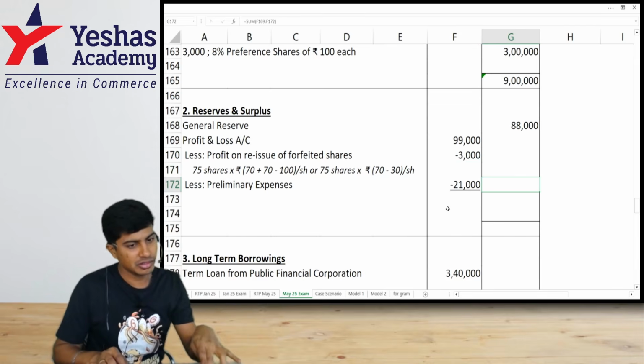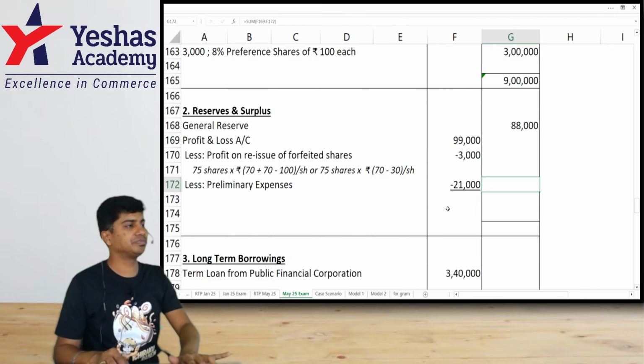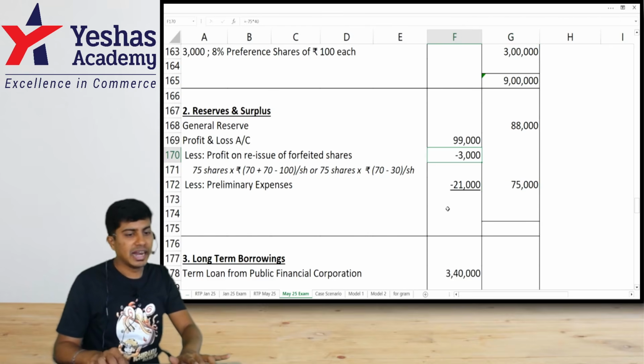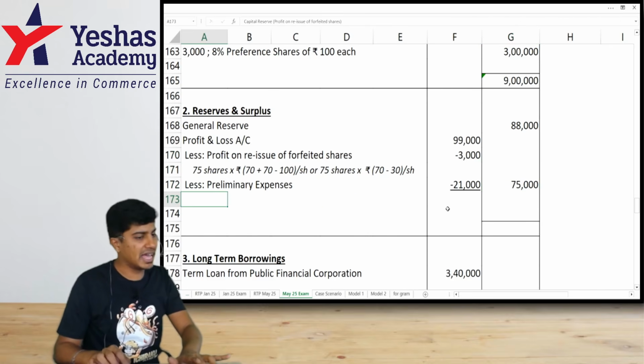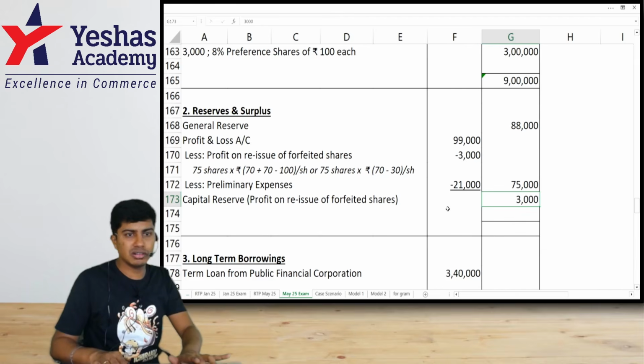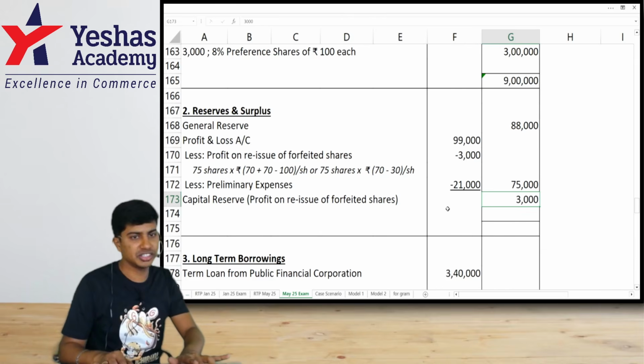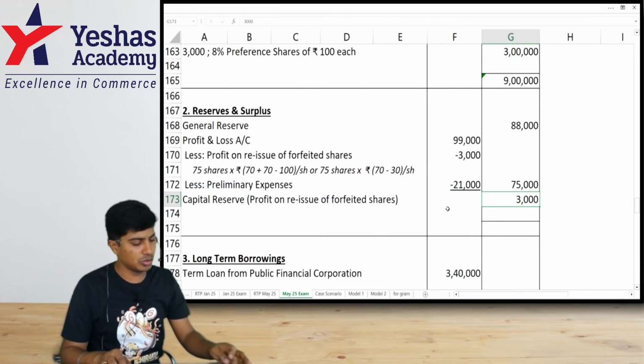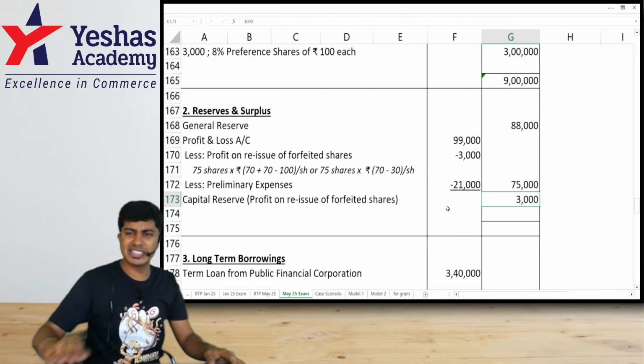What do you get? 99 minus 3 minus 21. 75. And this 3,000 will appear as capital reserve. That is profit arising on reissue of forfeited shares. If I take the total, I'll get my total reserves and surplus. Anyways, let's keep it pending.